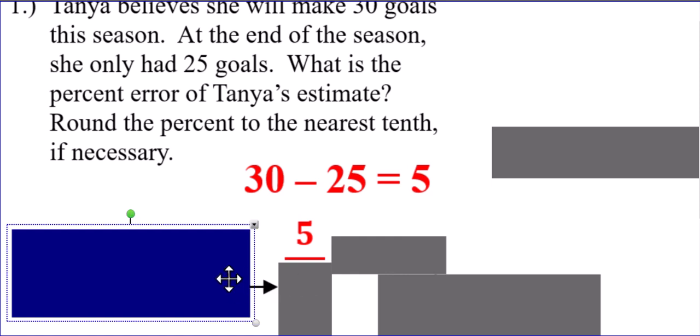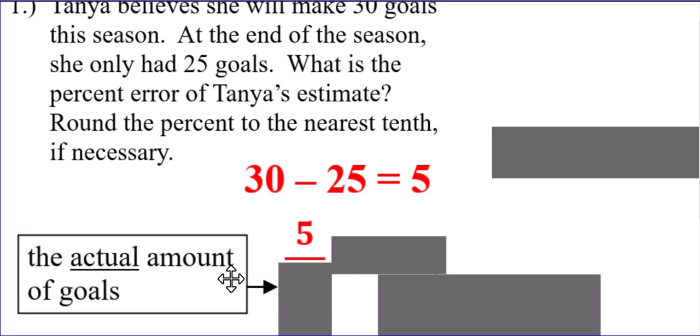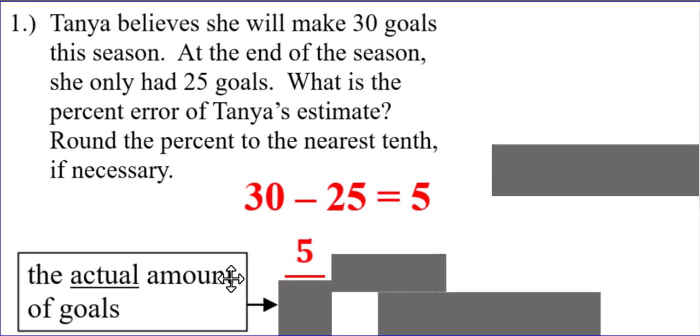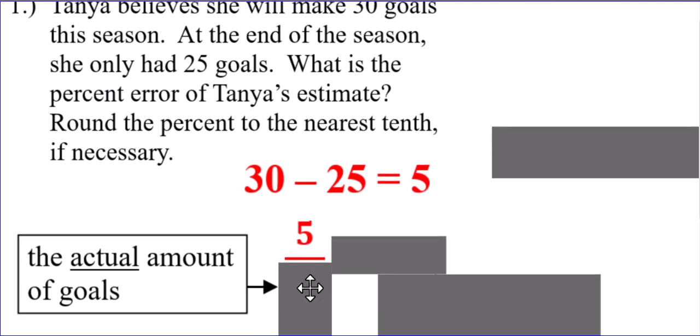So what was the actual amount of goals that Tanya got? It wasn't the 30. That's what she believes she's going to get. But by the end of the season, she actually got 25 goals. And that's why you have to divide by 25 here, not by 30. And that's the most important thing to get right, guys and girls, as you do percent error. Got to make sure you're dividing by the actual amount.